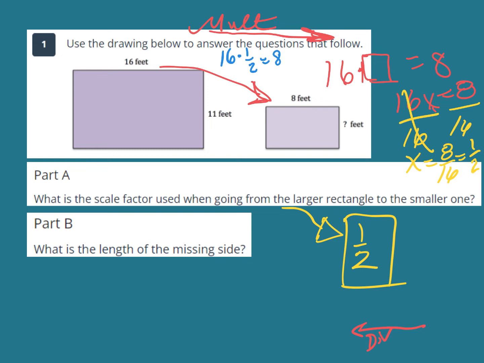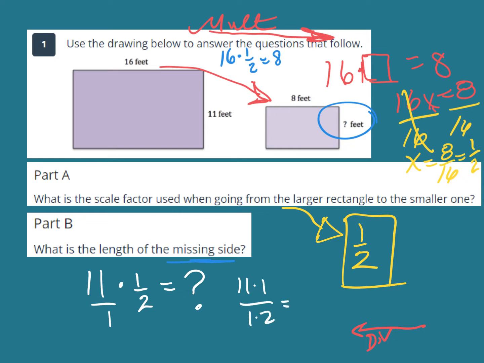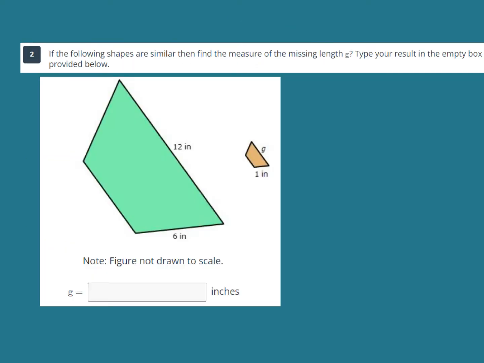Now, using that, what is the length of the missing side? The missing side is right here. So 11 times 1/2 equals what? Well, what's 1/2 of 11? Top with the top and the bottom with the bottom, right? So 11 times 1 over 1 times 2 equals 11 over 2. So I actually divide, half of 11. I'm going to get 5 and 1/2 as my answer. There you go. Next page.